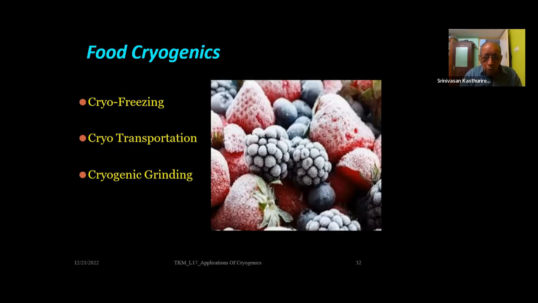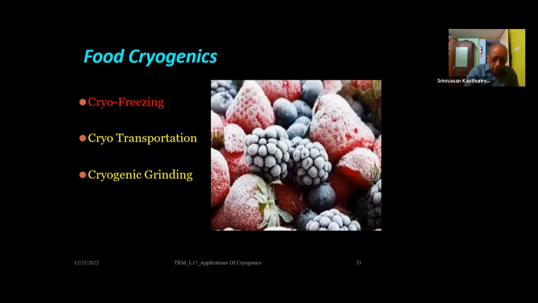Okay, so we'll now move on to food cryogenics. What about food cryogenics? As I mentioned, the cryogenics requirement for food is essentially to keep it in good condition, cryogenically frozen, and either you store it or you keep it in a good condition. Then you will thaw it and start utilizing it and so on. So how exactly do you do it? That's what we'll now see. First, we'll talk about the cryofreezing.